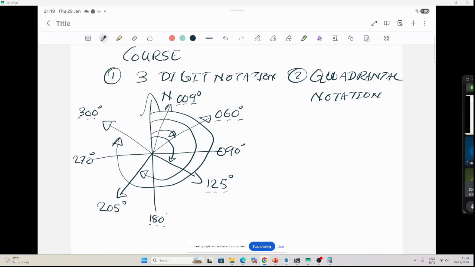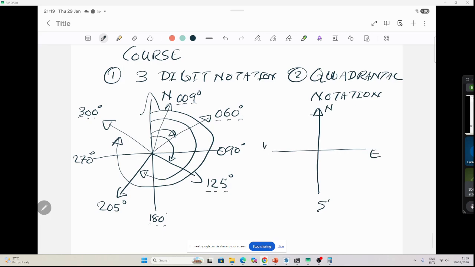Okay, right. Next one is the quadrantal notation. The same course here, I can write like this. Now you have north, east, south, west. Northeast, southwest. I'm sure you are watching the news, right?